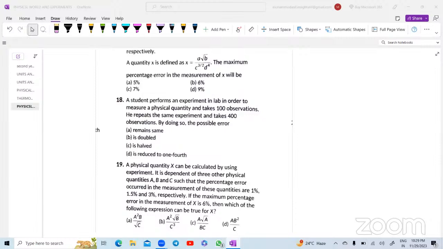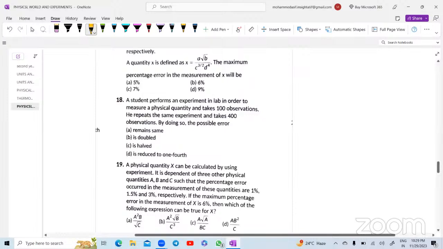A student performs an experiment in a lab in order to measure a physical quantity and takes 100 observations. They repeat the same experiment and take 400 observations. By doing so, the possible error might be how much? Because the more experiments you do, the chances of error become lesser.